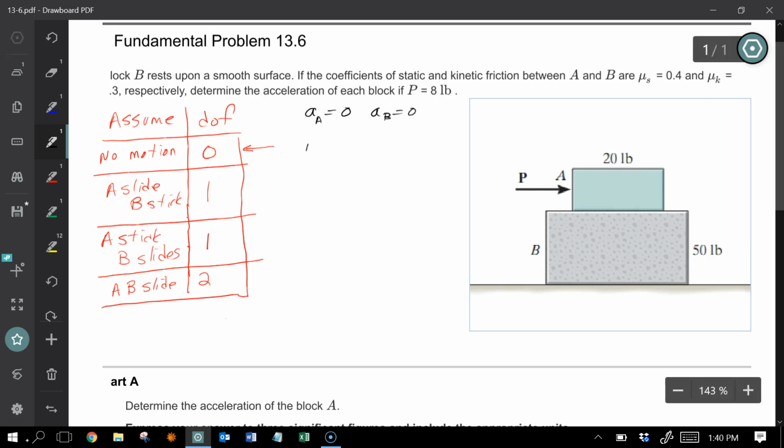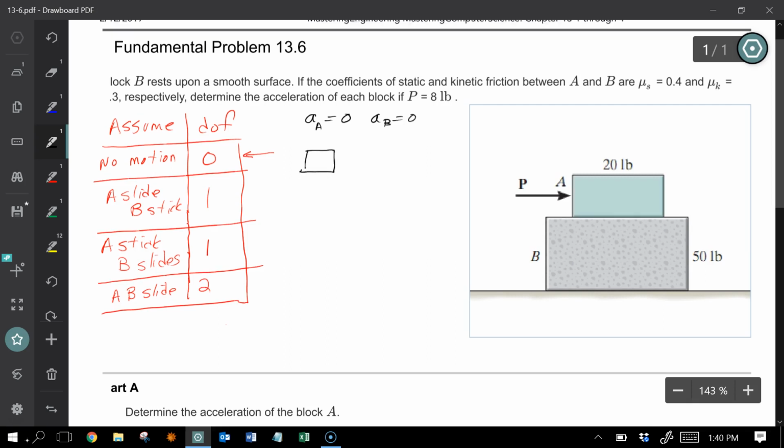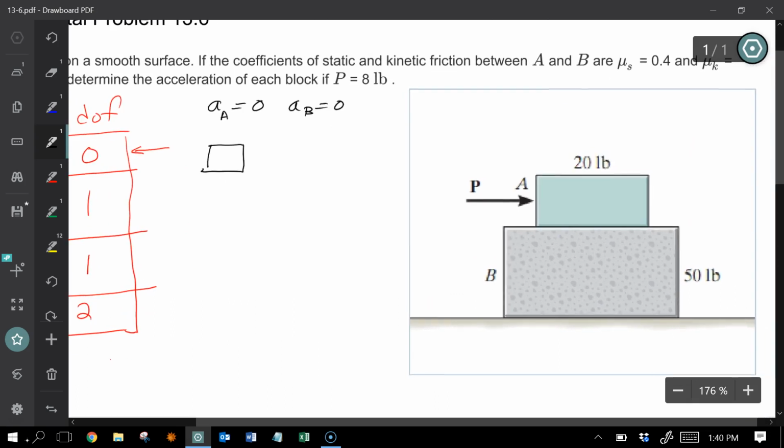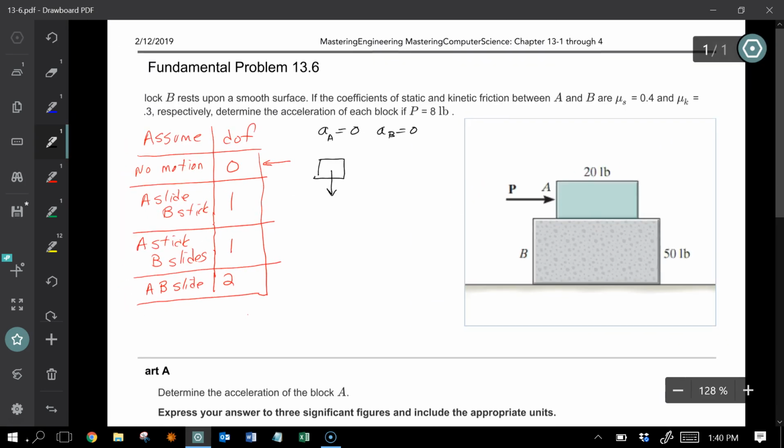So here we go. We're going to draw A. First thing I'm going to do is put in the action at a distance forces. So I have gravity. And let's see, do they give me the masses? Let's see.